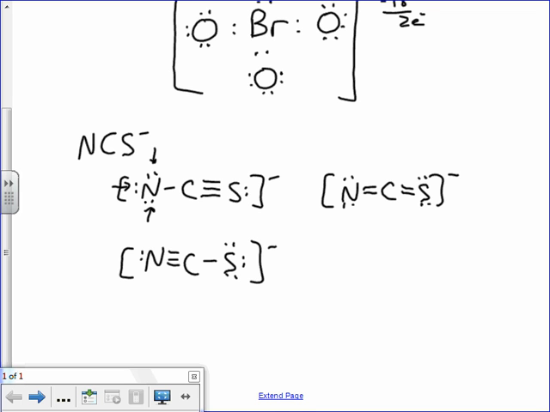Anytime you have a bond, you give half of the bonding electrons to each of the atoms in the bond. Okay? So, for example, this carbon-nitrogen bond right here, there's 2 electrons there. We're going to say one of them belongs to the nitrogen, one of them belongs to the carbon. All right? So that's how you're going to assign formal charge to these things.